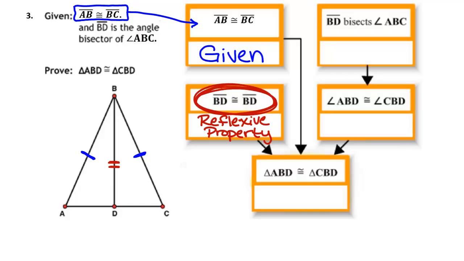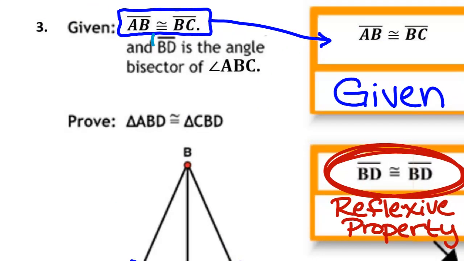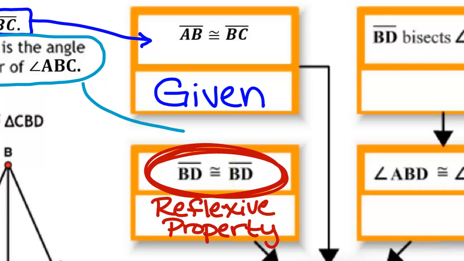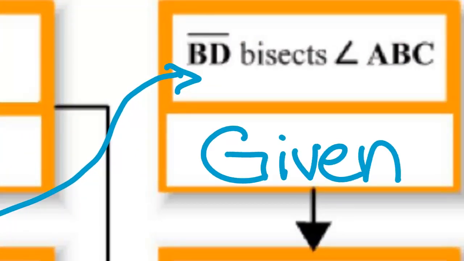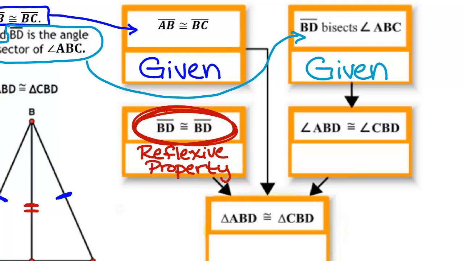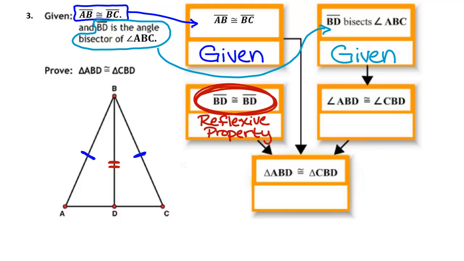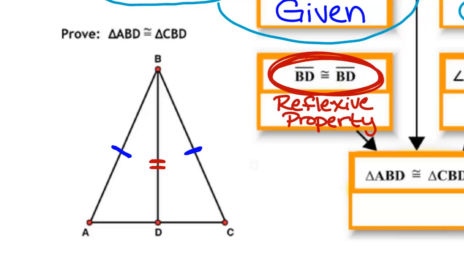Where did this piece come from? The given. Here it says BD is the angle bisector of angle ABC. Here it says BD bisects angle ABC. They wrote the same thing just with fewer words. So that is part of our given information. We're using that piece of given information to now say that that must mean that angle ABD and CBD are congruent. Let's go find those angles on the picture.